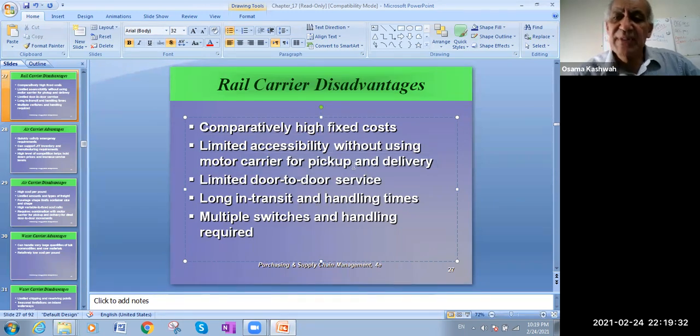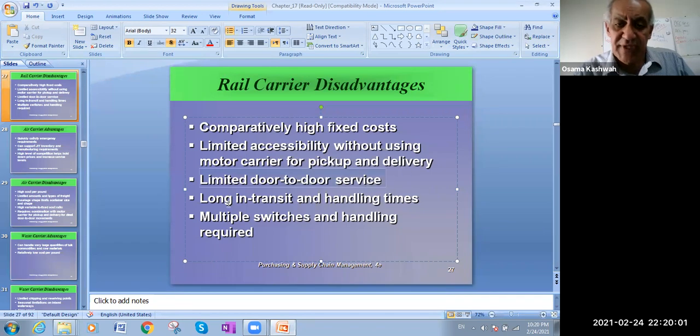Limited accessibility without using motor carriers for pickup and delivery. Yeah, because the motor carriers move into the streets, but the trains have only stations and stops. So you have to take another transportation for the distance. The trains only stop in stations, but the tracks move on till they go to the place of destination. So for the trains, you have to take another transportation till you reach the final destination or the customer.